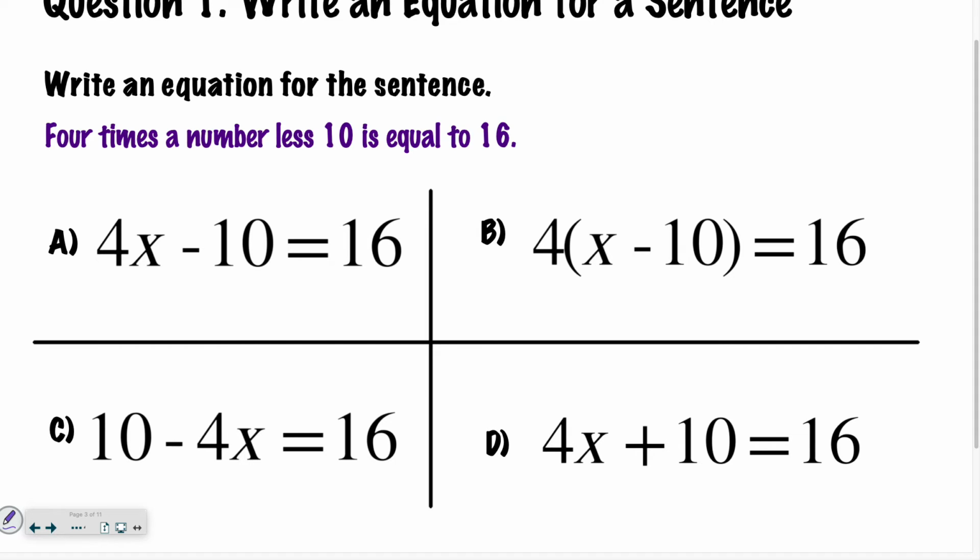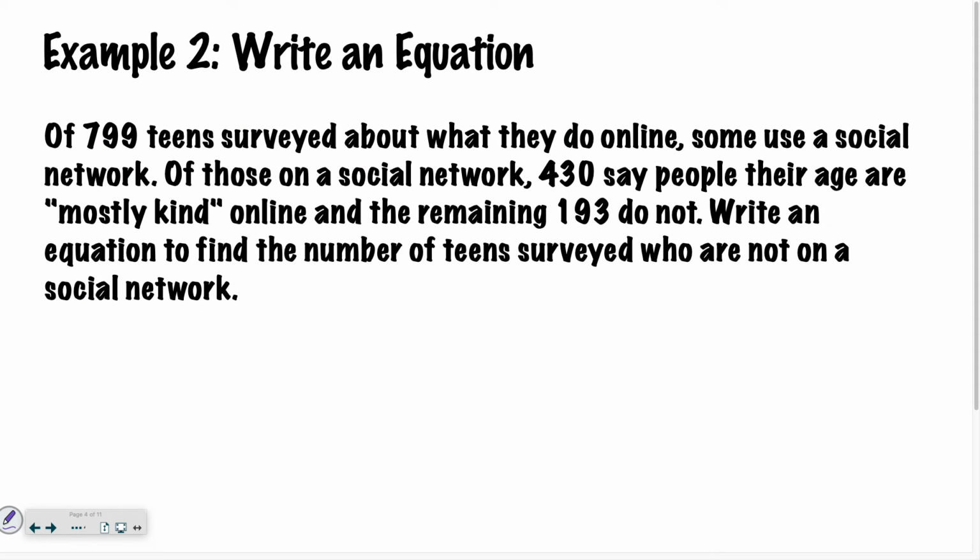All right, hopefully you figured out 4 times a number means 4x. A number less 10, less means that we're going to subtract, and then is equal to 16 would leave you with letter A. Okay, if you have questions about that, please be sure to reach out for some help. All right, let's move on to example 2, where you write an equation from a word problem.